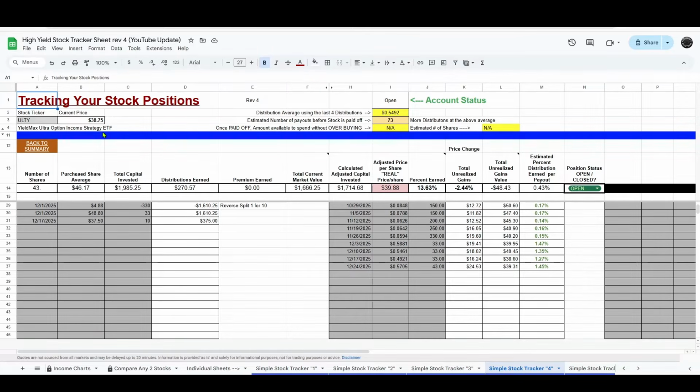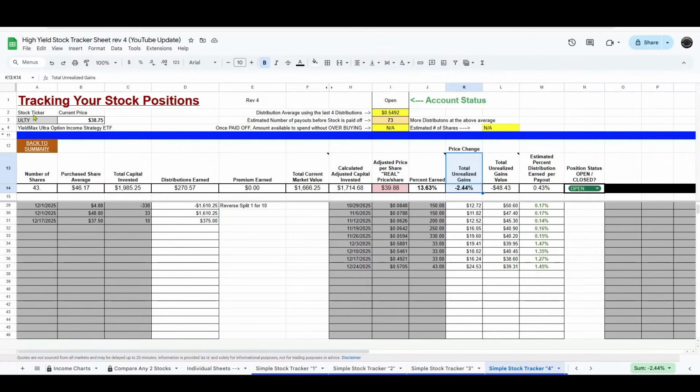So that's why on my summary page, this one was showing as red, because if I were to sell all my shares at the current price, I would lose $48.43, which is about a 2% loss. And that's well within my risk tolerance. So I'm just going to ride this one out and see if I can get that real price per share under that current price.